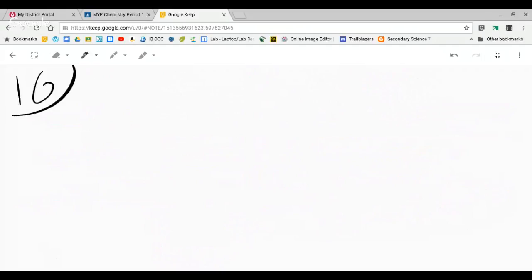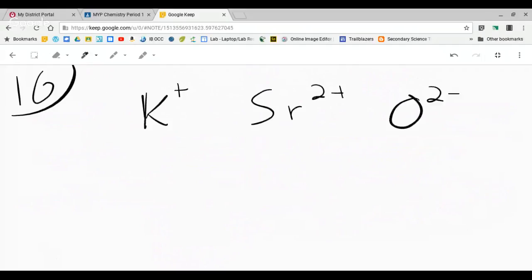All right, so 16 is saying that these are the proper ions for each of these. So how would you know that is really the question. How would you know which one has the right ion sets? And then O2 minus. So basically the question is asking you, how do you know these are right?